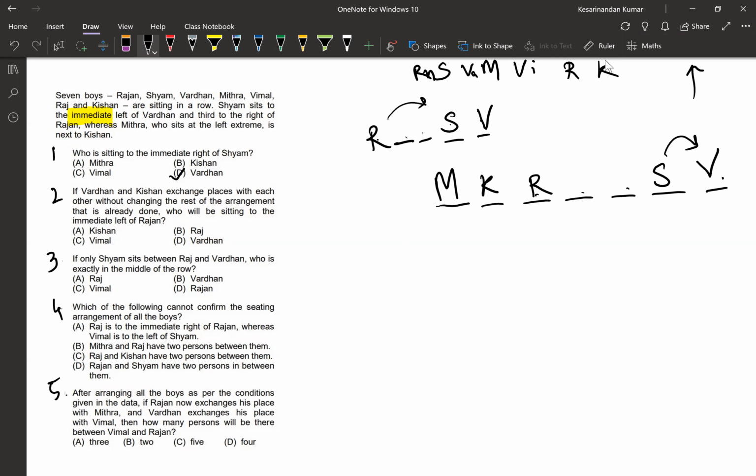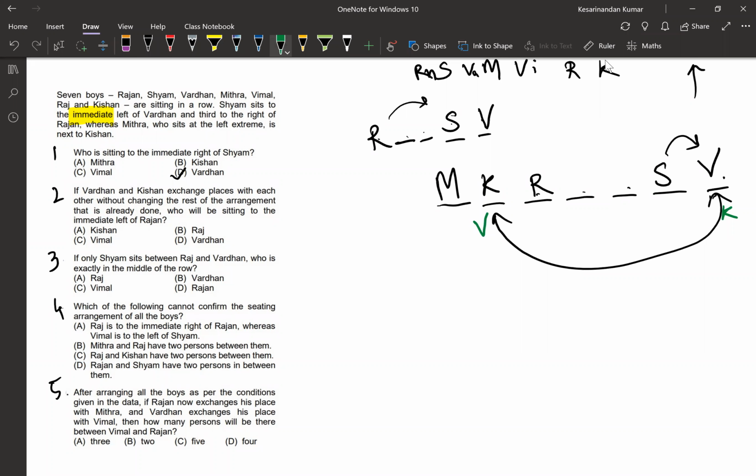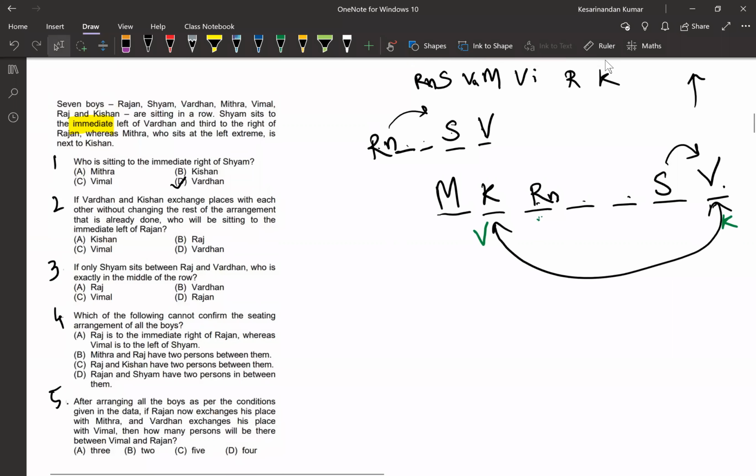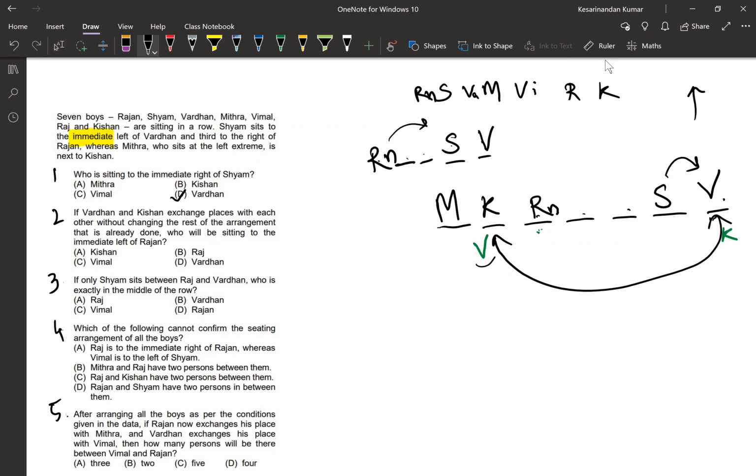Next, if Vardhan and Kishan exchange places with each other, according to the new arrangement, here we have Vardhan and here we have Kishan. And the rest of the arrangement is already done. So who will be sitting to the immediate left of Rajan? This is Raj, this is not Rajan. Let me clarify, sorry, my bad, this was Rajan here. This one is Rajan. So who will be sitting to the immediate left of Rajan? Vardhan. So D again. First is D, second is also D. Let's move to the third one.